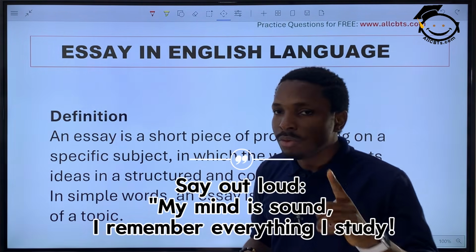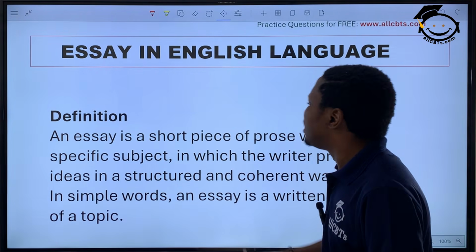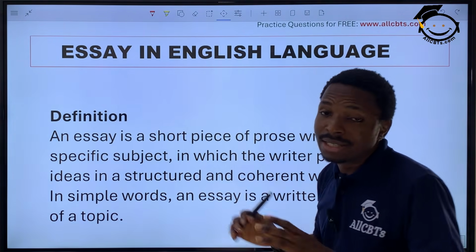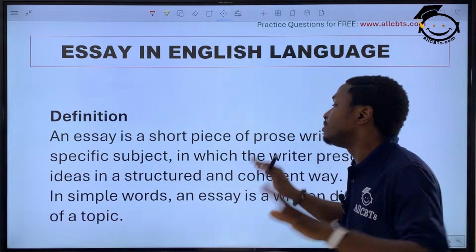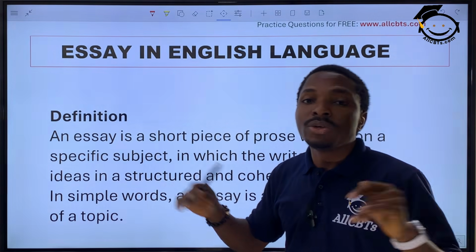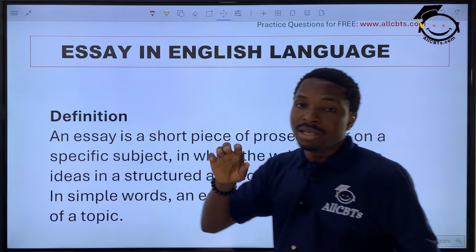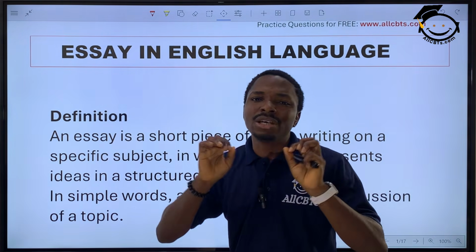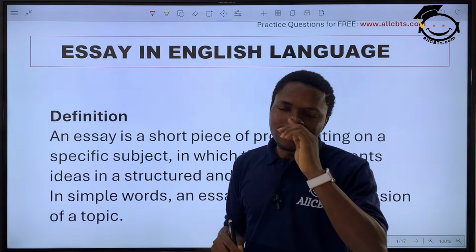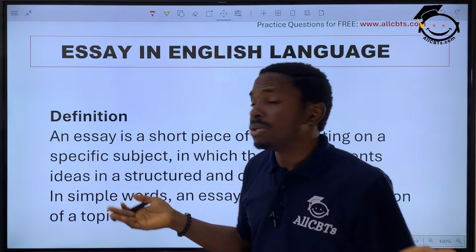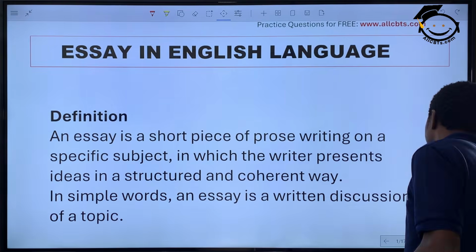Shall we begin? An essay is basically a short piece of prose writing on a specific subject. Simple. So in an essay, the writer is presenting an idea in a clear, structured, concise manner. It's just a piece of prose writing, a piece of writing. It's as simple as that.